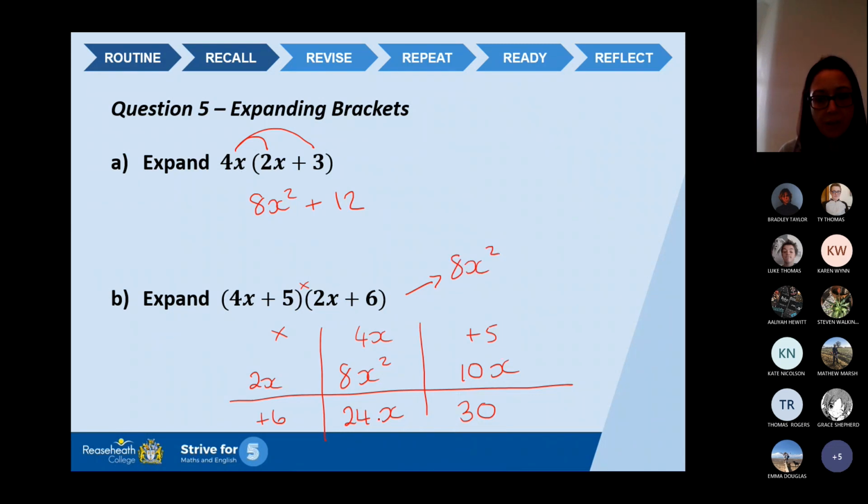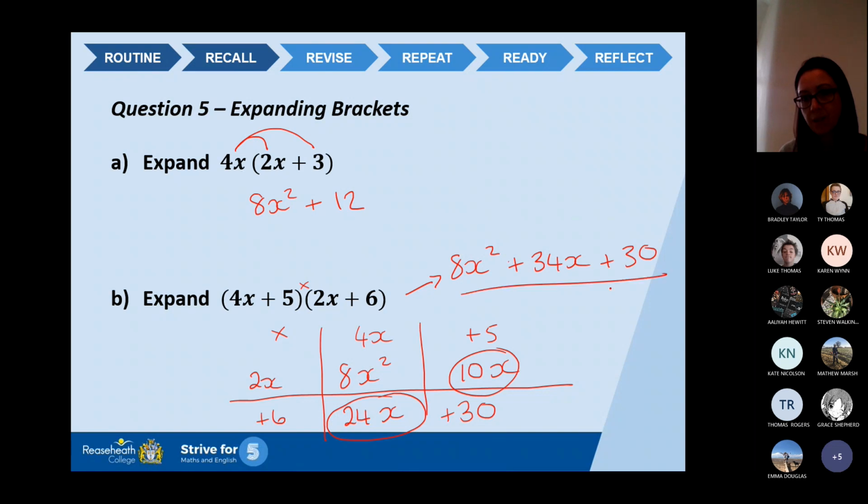Now, your 10x and your 24x, they're both positive, so that's 24x plus 10x is 34x. So we've got 34x's in total with that one and that one. They simplify together to make 34x, and then we've got plus 30 there. So that is actually quite tricky. So we've got an 8x squared in there, so that's really good.